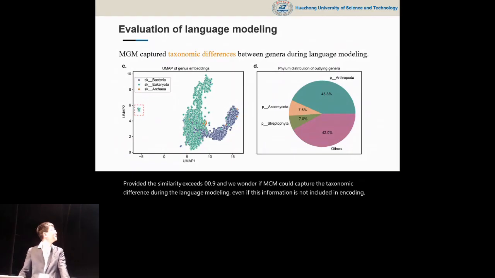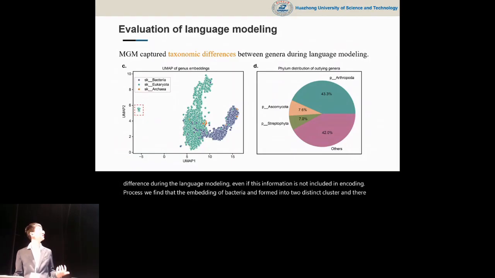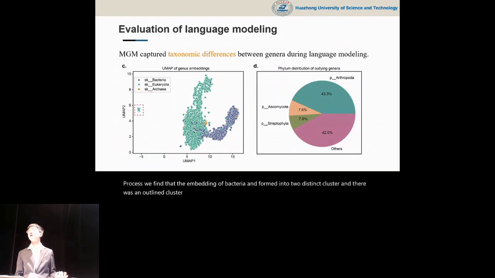We found that the embeddings of bacteria and eukaryotes formed two distinct clusters, and there was an outlier cluster mainly consisting of arthropoda, which is not considered a main component in microbiome analysis.